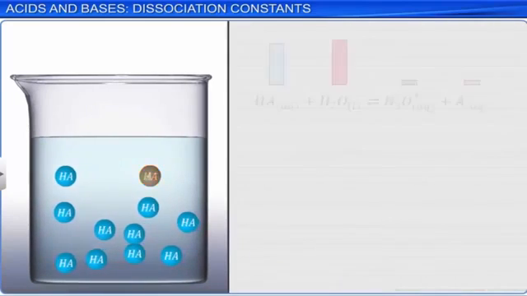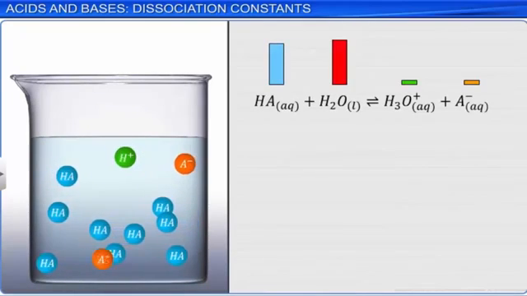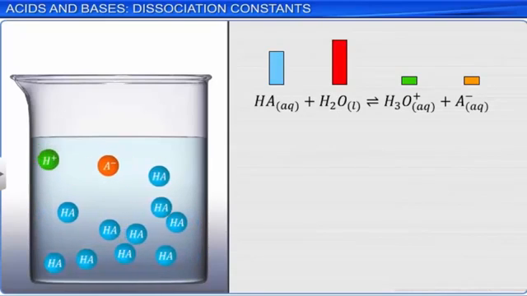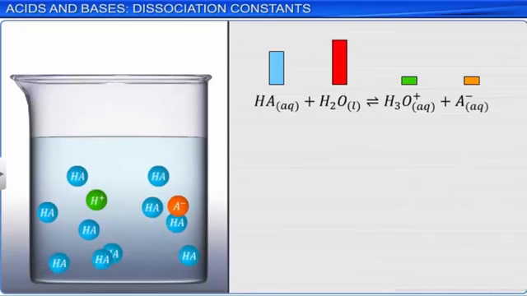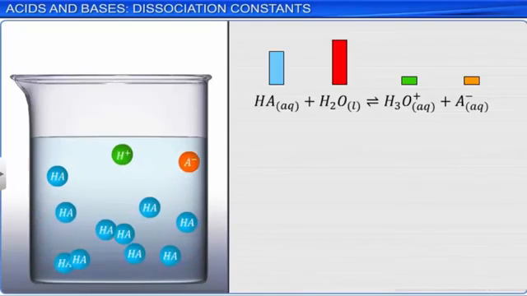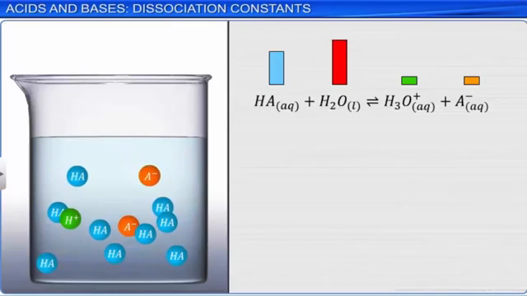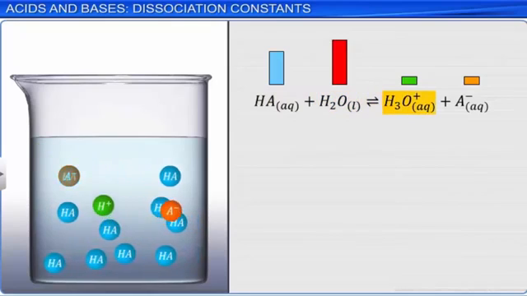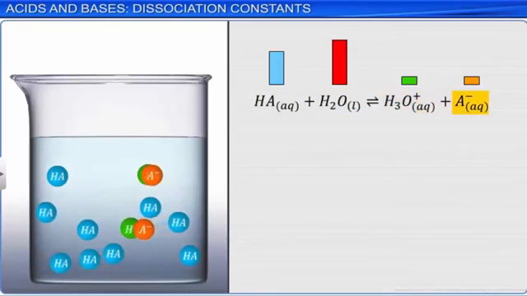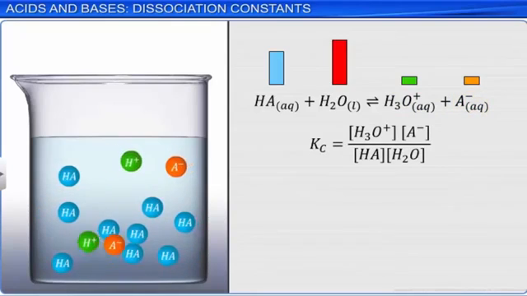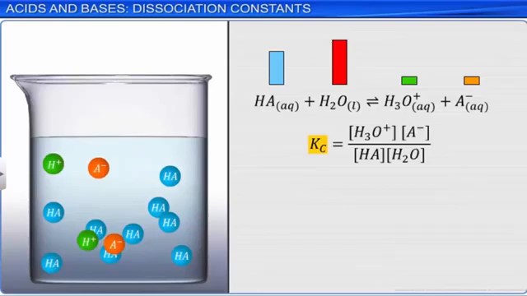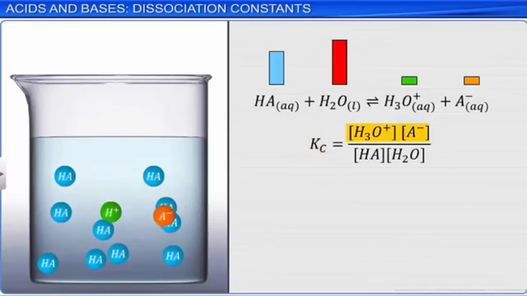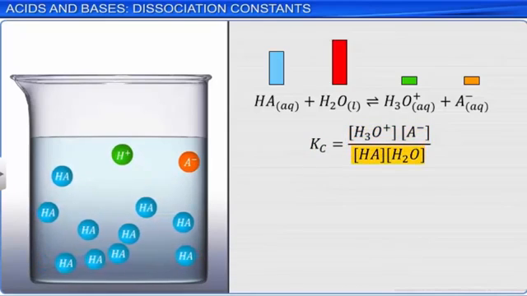As we know, weak acids dissociate to a very limited extent in water. Equilibrium between the dissociated ions and undissociated molecules is established soon. This equilibrium can be expressed as HA aqueous plus H2O liquid in equilibrium with H3O plus aqueous and A minus aqueous. The equilibrium constant for this reaction can be written as Kc is equal to the product of concentration of H3O plus and A minus ions divided by the product of concentration of HA and H2O.